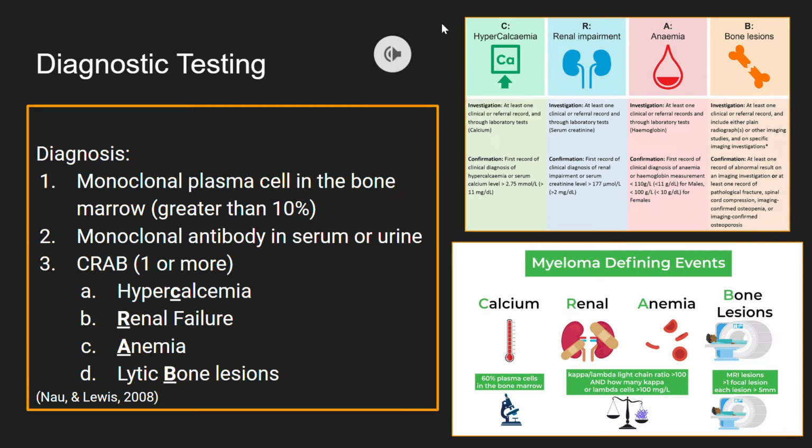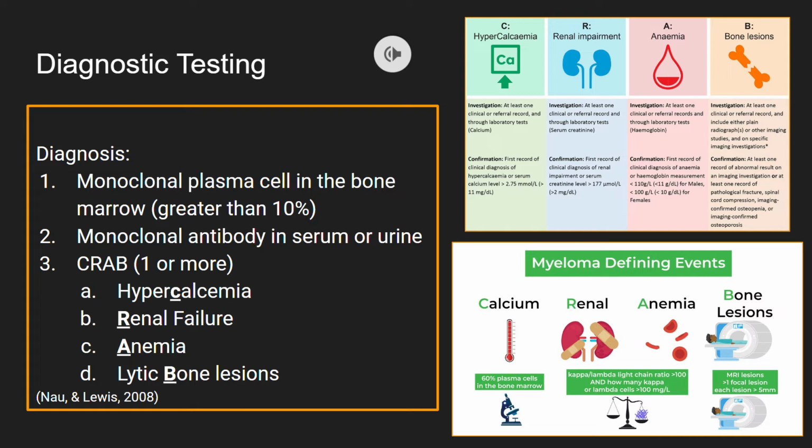The diagnosis for multiple myeloma includes 3 parts. First is the presence of monoclonal plasma cells in the bone marrow, greater than 10%. So this is going back to that first slide in that image of an unhealthy bone marrow, where there are lots of those plasma cells and not a lot of those red blood cells. The second is the presence of monoclonal antibodies in the serum or urine, and this is done through a blood test or a urine test.